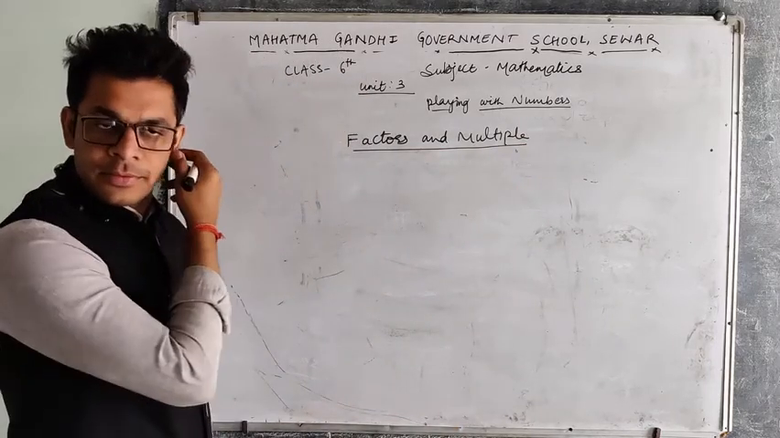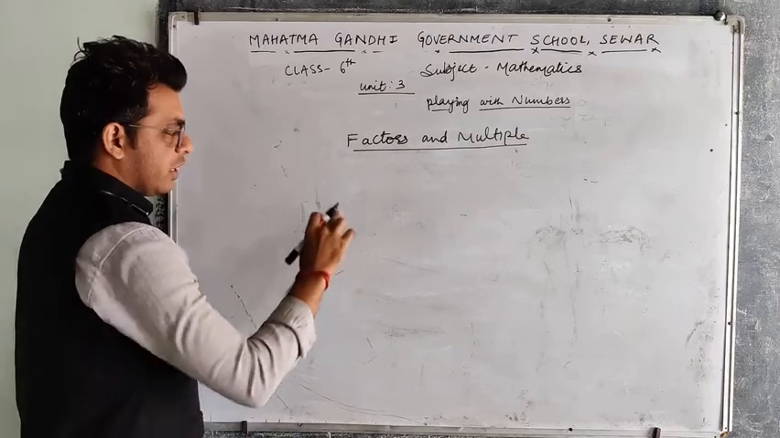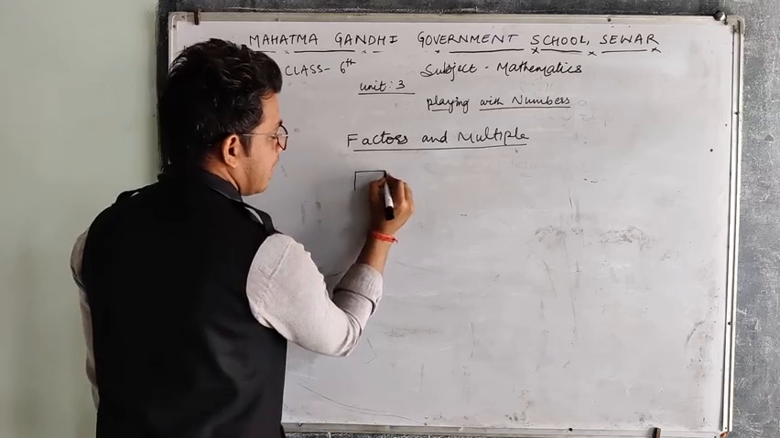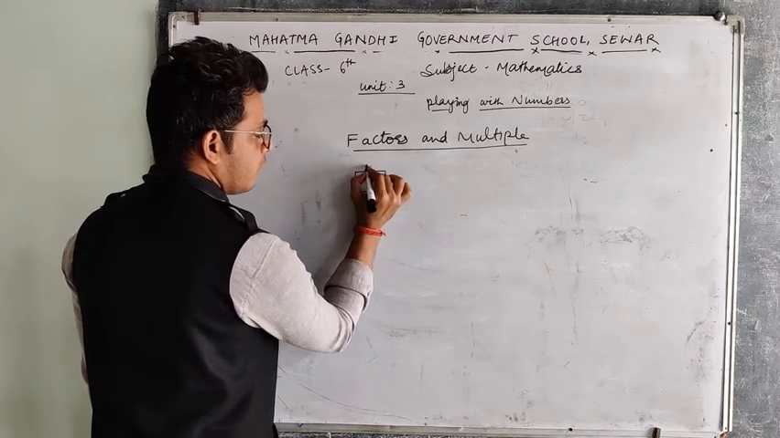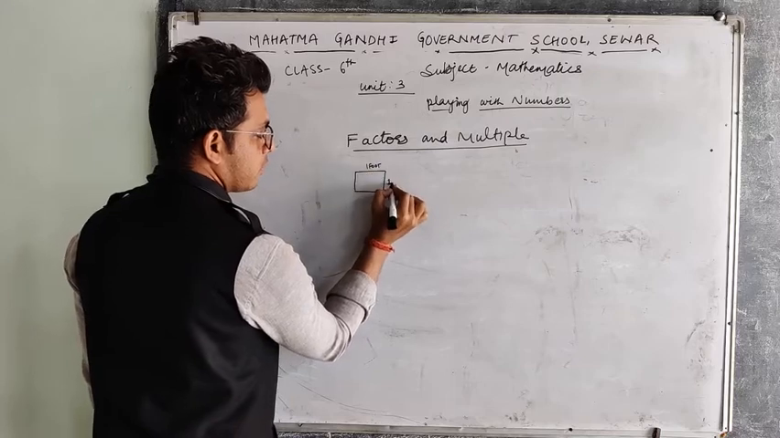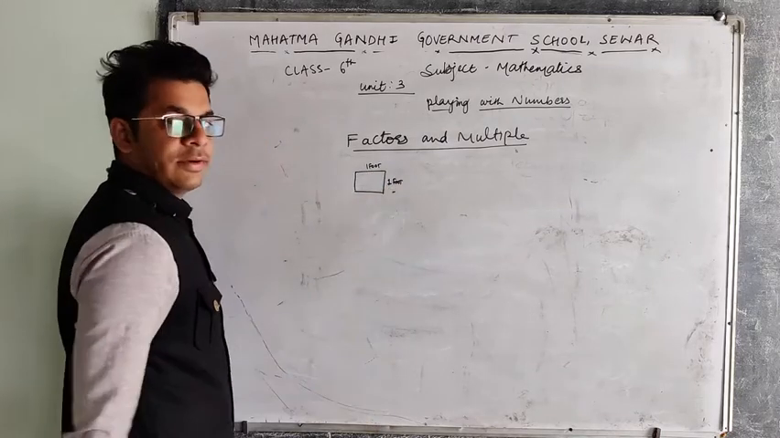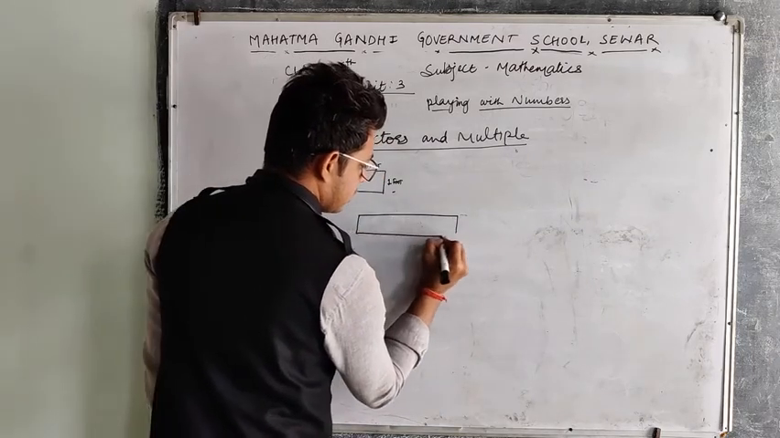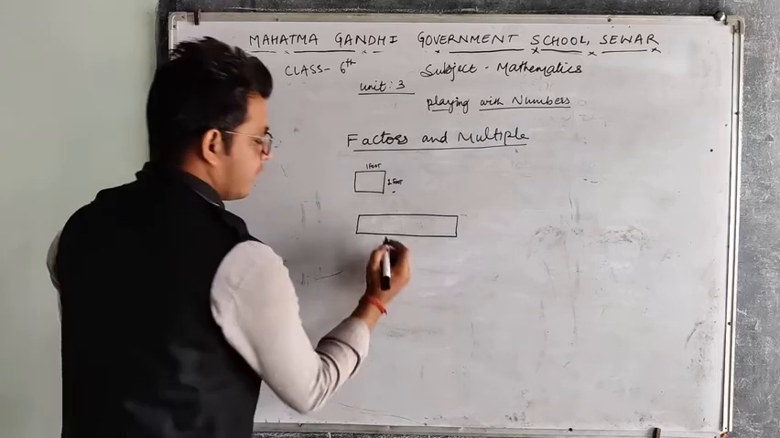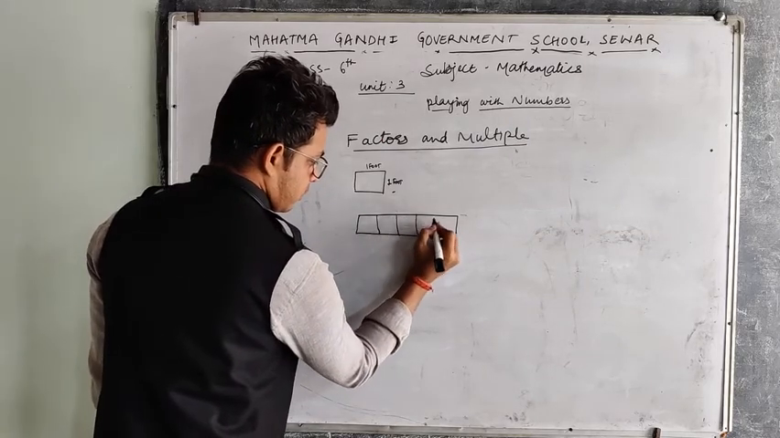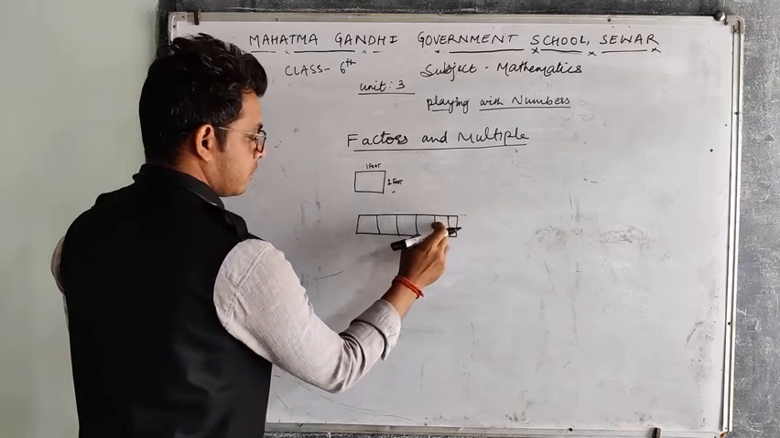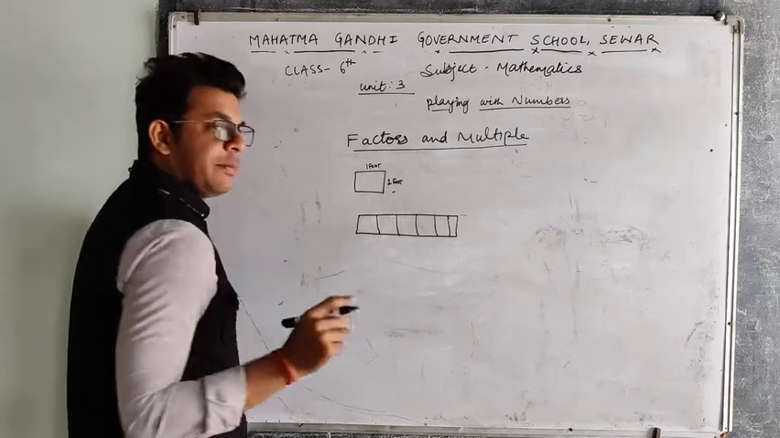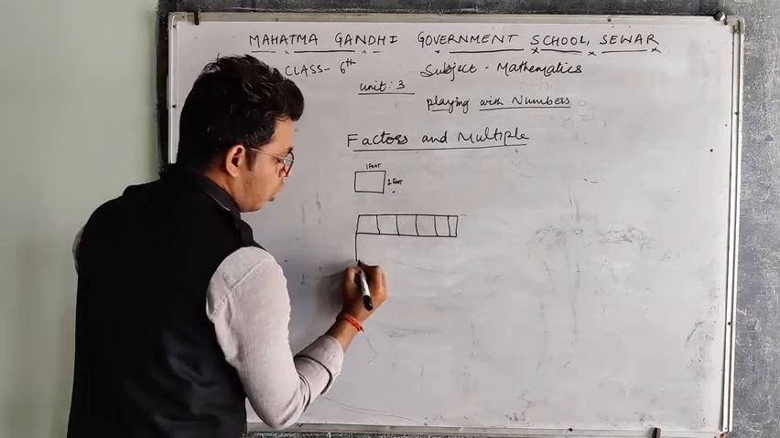If I want to furnish my room with tiles and every tile has the same measurement, that is 1 foot by 1 foot. If I place 6 tiles in one row, six tiles in one row, and I place two rows of 6 tiles.